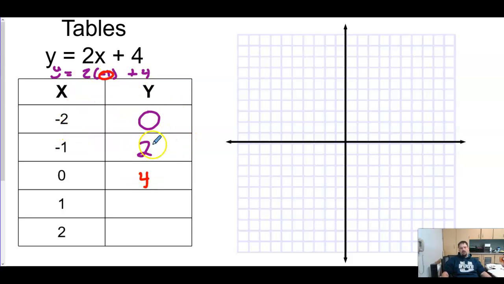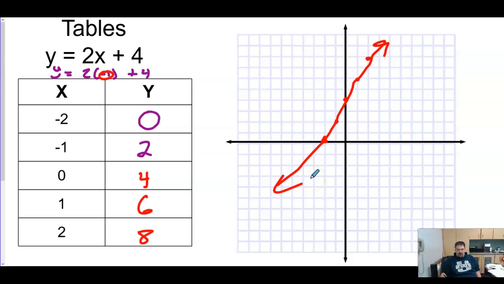And you can kind of see a pattern happening. It looks like we're just adding 2 every time. So we've got 0, 2, 4, 6, and 8. So let's go ahead and graph these. So -2, 0, -1, 2, 0, 4, 1, 6, and 2, 8. So we draw our line, and there is the graph of that function.